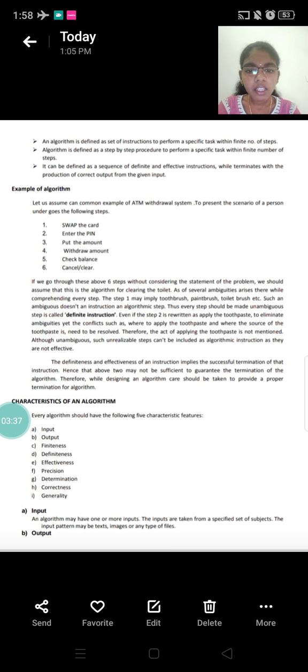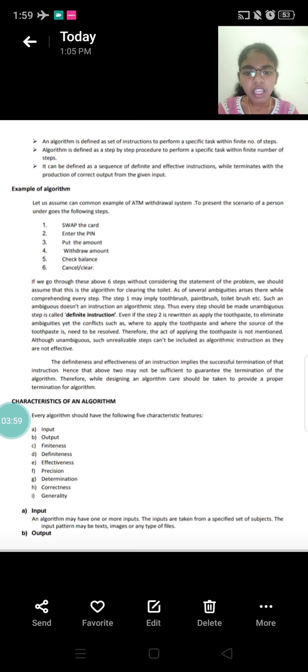The definiteness and effectiveness of an instruction imply the successful termination of that instruction. Hence, the above two may not be sufficient to guarantee the termination of the algorithm. Therefore, while designing an algorithm, care should be taken to provide a proper termination for the algorithm.